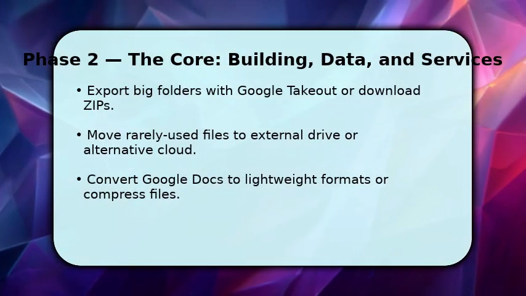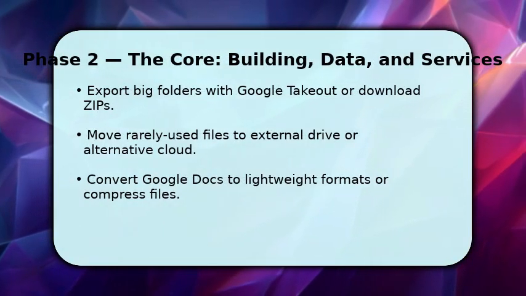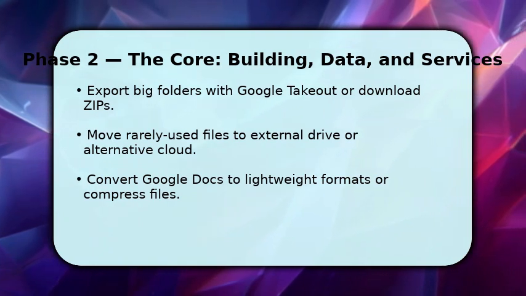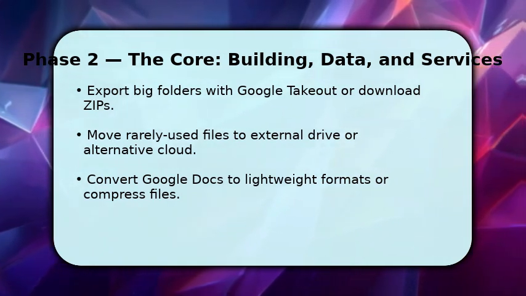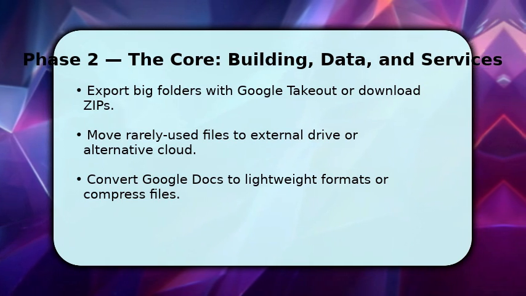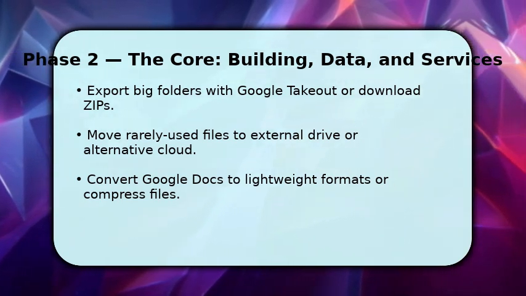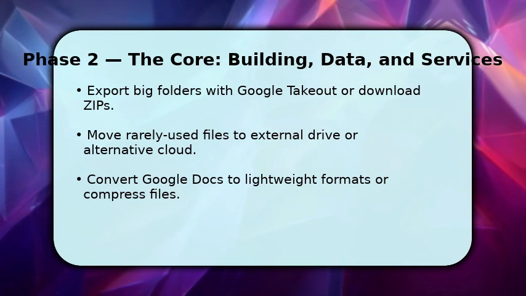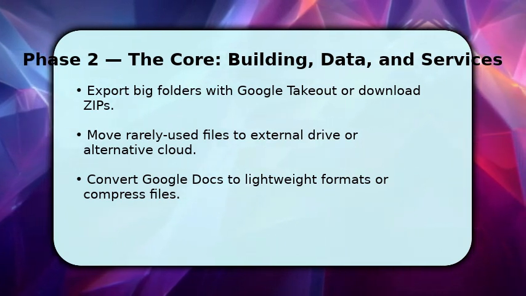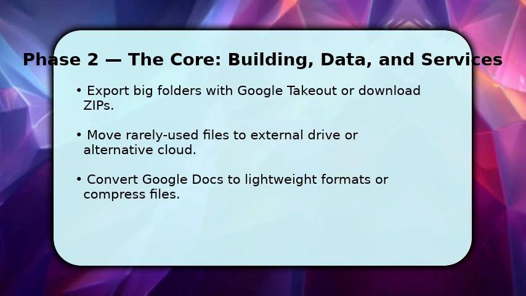Once you have initial space, focus on relocating or compressing remaining bulk. Use Google Takeout to export whole folders or download ZIPs of multiple files. This preserves data while freeing cloud quota. You can move archived content to an external drive, NAS, or another cloud provider, and then delete originals in Drive.